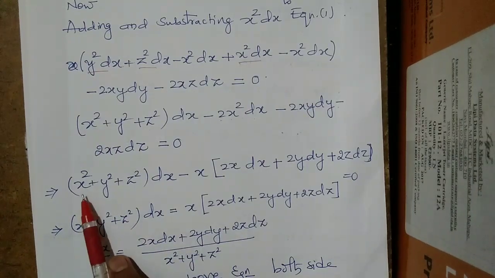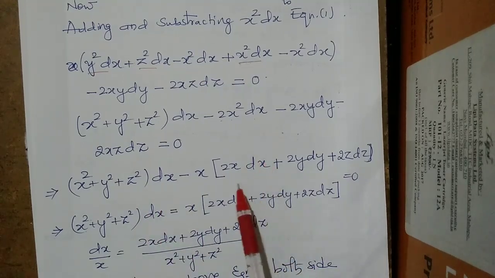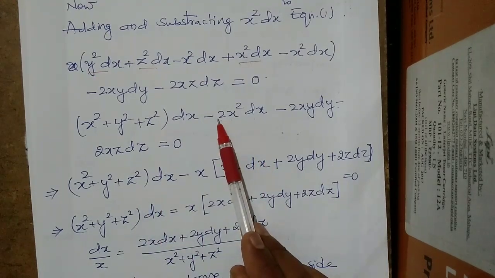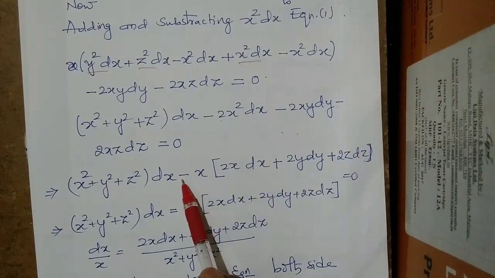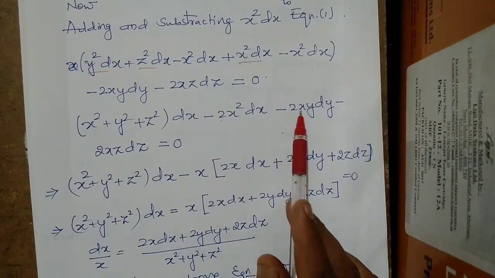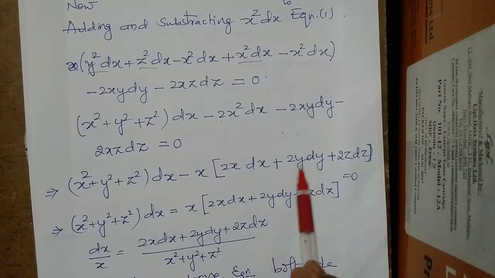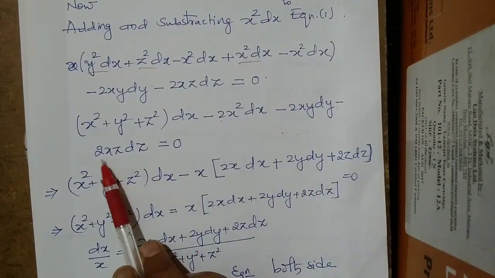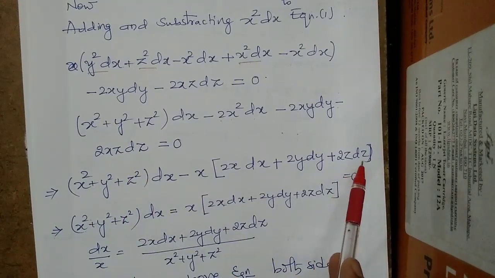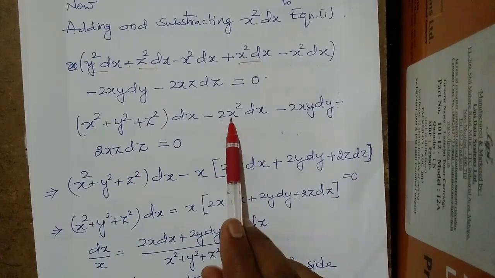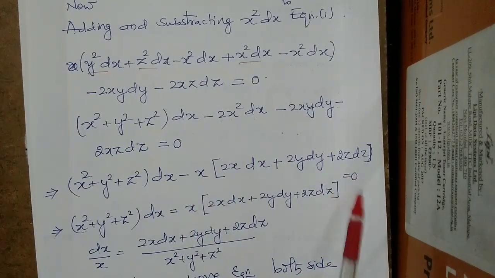Now moving to this one, x square plus y square plus z square dx. Here I have taken x outside. What remained? 2x dx remained. Minus is already taken outside, therefore 2x is outside. What remained with the next? x is outside, 2y dy is there. Again in the third term, x is outside, 2z dz is there. Just I am taking x outside here, and the remaining things will be as they are, which is equal to 0.